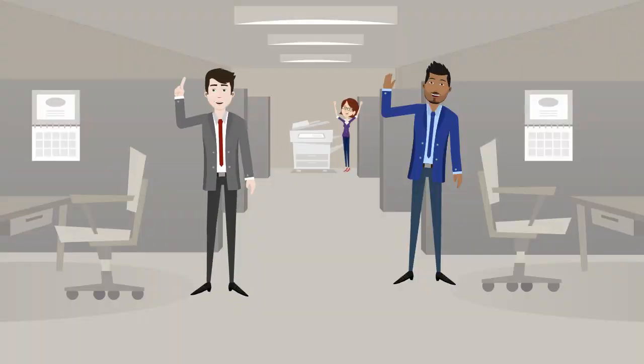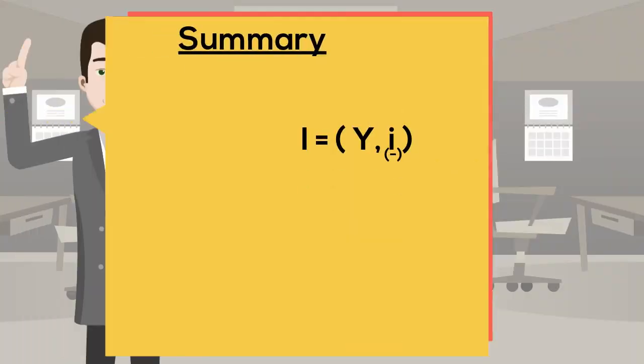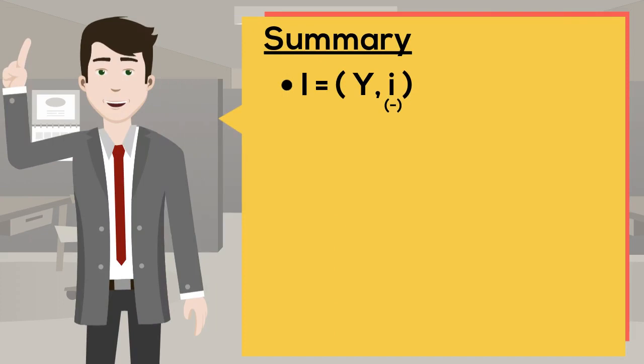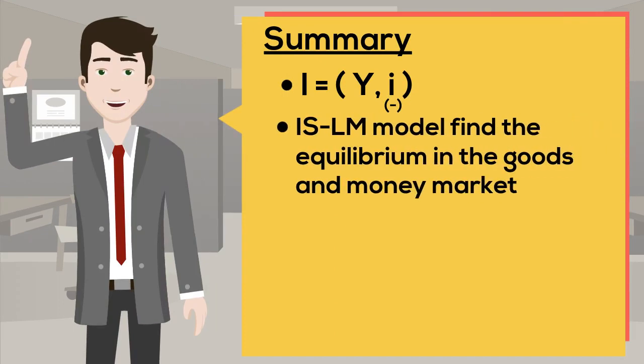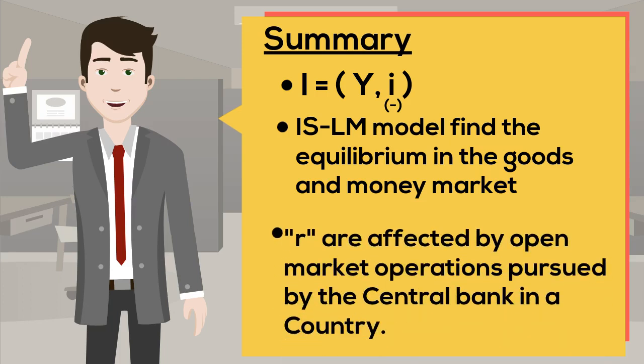Oh, okay. I perfectly understood now that interest rates and investment have an inverse relationship, that the ISLM model finds the equilibrium in the goods and money market, and that interest rates are affected by open market operations pursued by the central bank in a country.